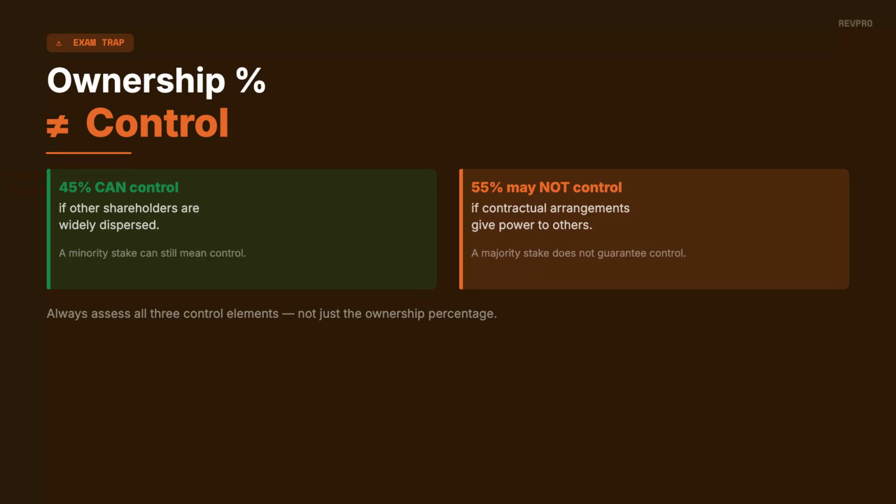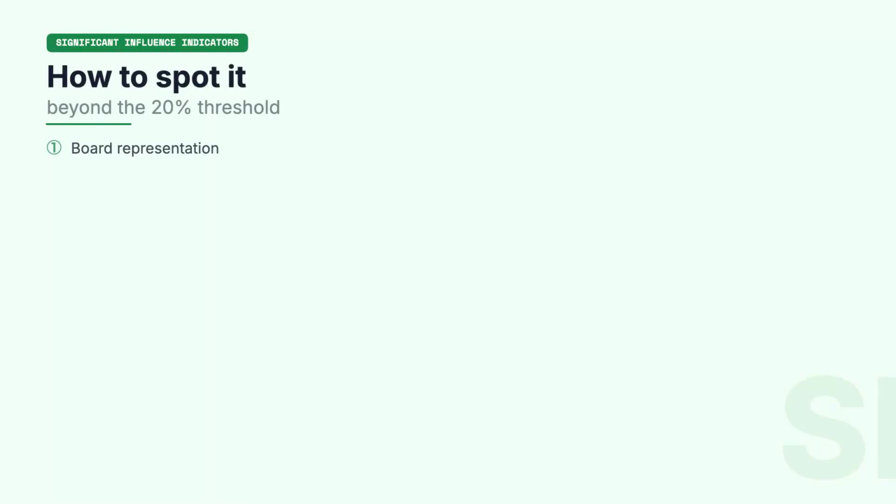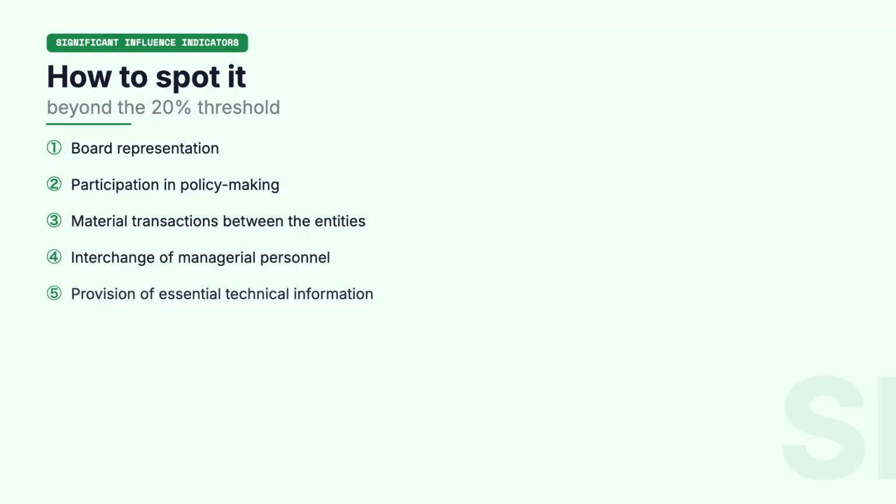Finally, how do you spot significant influence beyond the 20% threshold? Look for board representation, participation in policy making, material transactions between the entities, interchange of managerial personnel, or provision of essential technical information. Know your tree, apply it in order, and you will not drop marks on this in SBR.